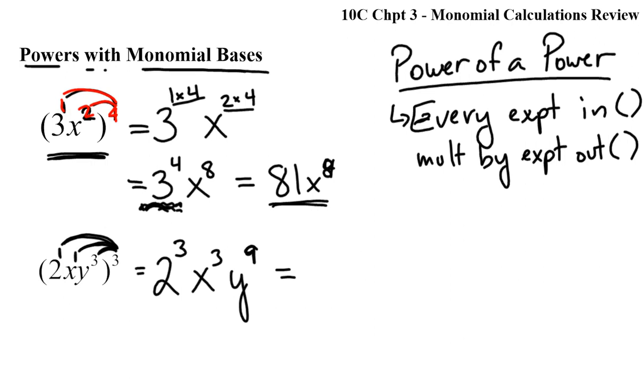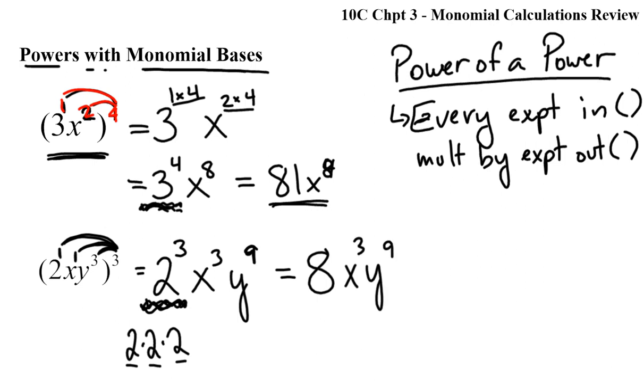Not completely simplified because we have a power with a numeric base. 2 cubed is not 8. Sorry, it is 8. It's not 6. Popular answer is 6. Remember, it's 2 as a factor 3 times. 2 times 2 is 4 times 2 is 8. And we still have x cubed y9. 8x cubed y9. Power of powers.